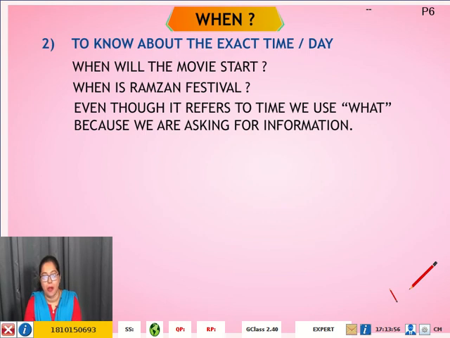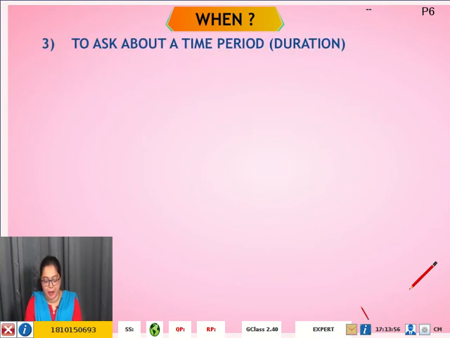Okay, great. Now I'll just repeat this. When is used to know about the exact time or day. For example, when will the movie start? When is Ramzan festival? Even if it refers to time, we use what because we are asking for information. I hope this much is clear to all of you. Now you see the WH question when is highlighted, and also the helping verb will is highlighted. I hope till here your concept is clear.